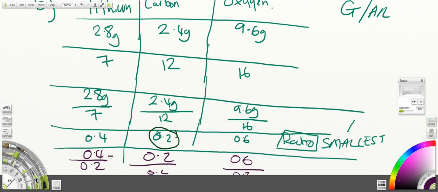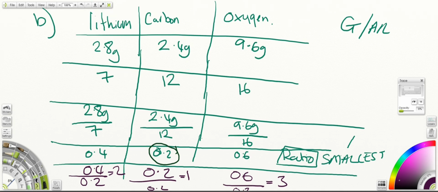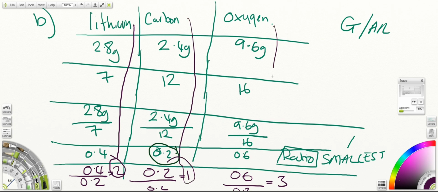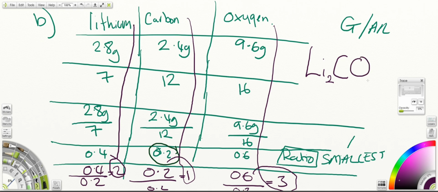0.4 divided by 0.2 is 2, this is 1, and this is 3. 0.6 divided by 0.2. So what does this mean? What this means is that we've got 2 lithiums. How many carbons? 1 carbon. How many oxygens? 3 oxygens. So our empirical formula is Li2, so there's 2 of those, C, 1 carbon, O, 3 oxygens. And that is our end answer. Well done guys and girls.